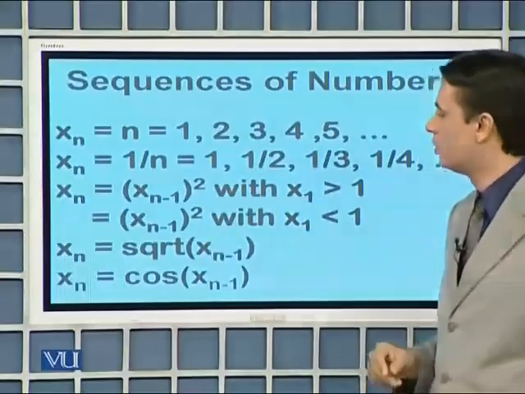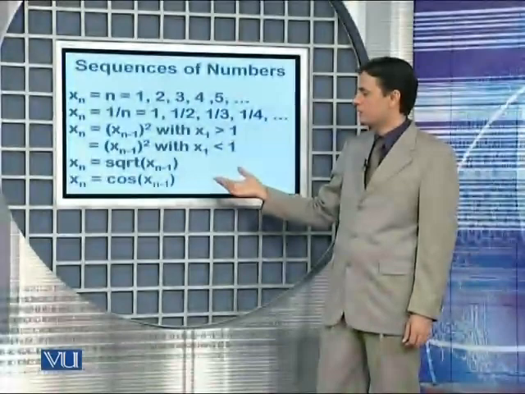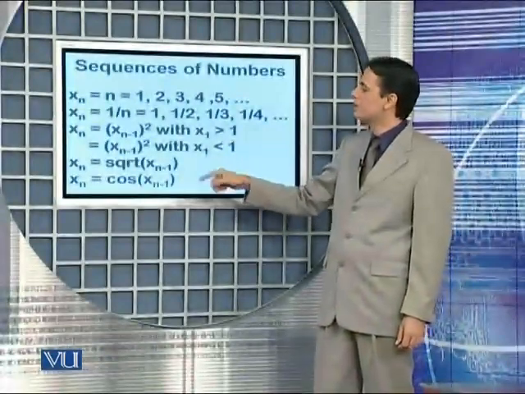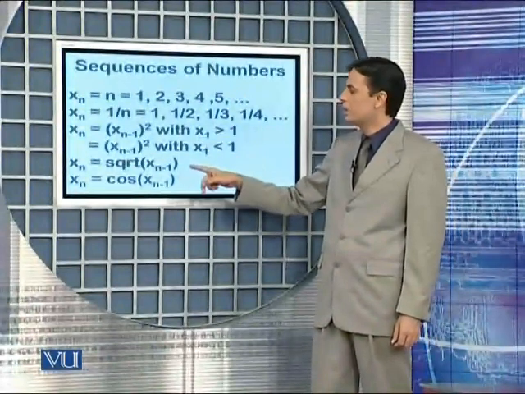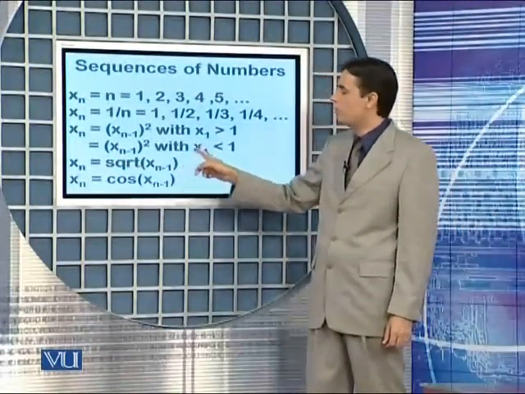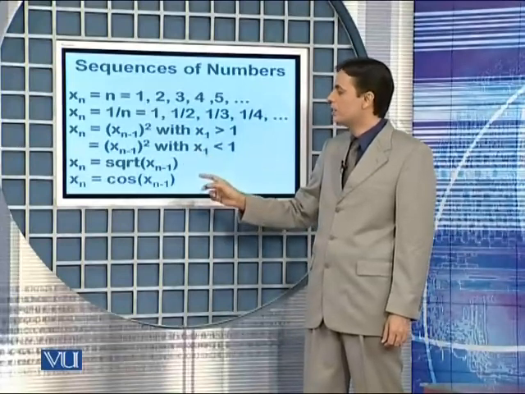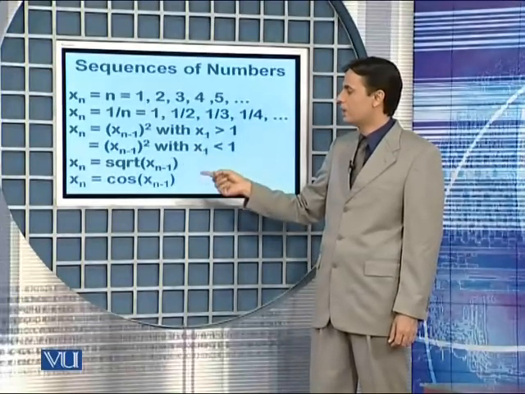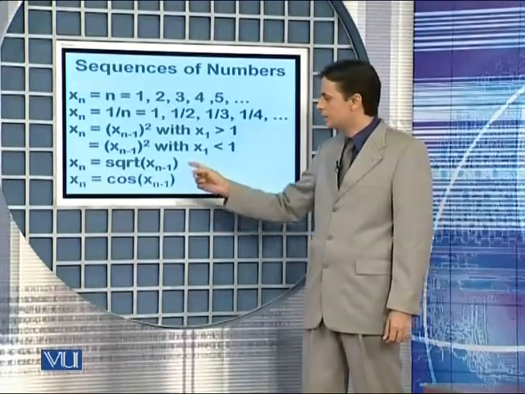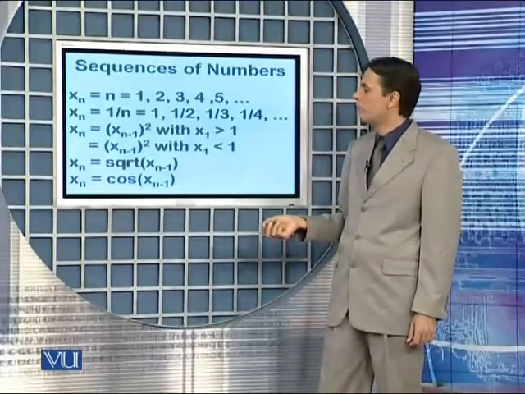The next sequence is xn is equal to the square root of the previous value. So if the starting value is a positive number larger than 1, then the subsequent value will be smaller than the previous value. So this sequence will converge to 1. And if the starting value lies between 0 and 1, then the subsequent values will be larger. In that case also, this sequence will converge towards a destination value of 1.